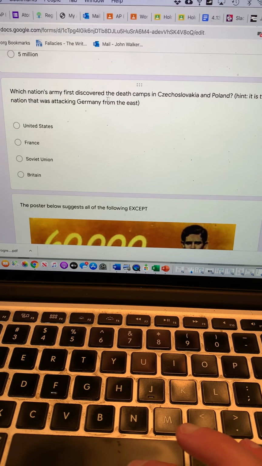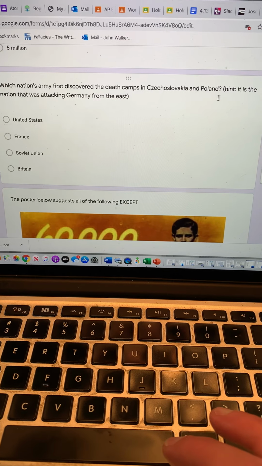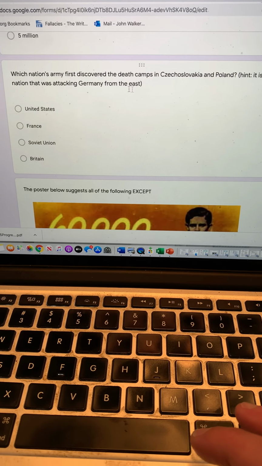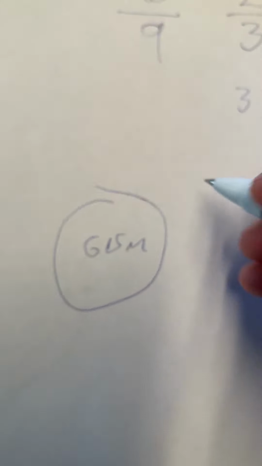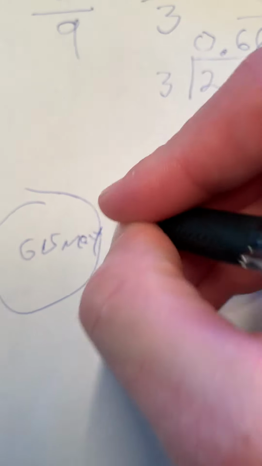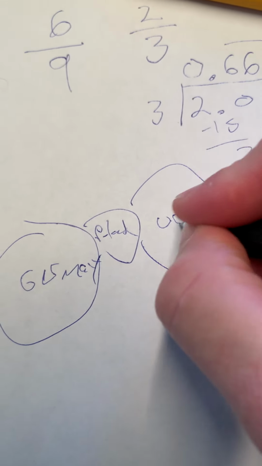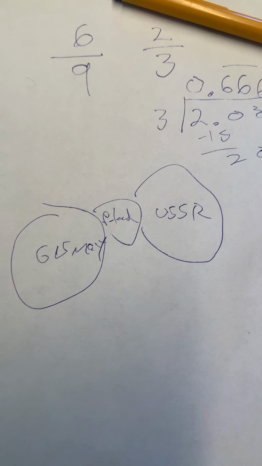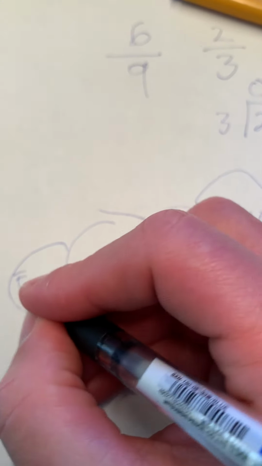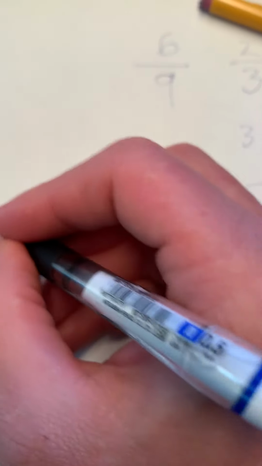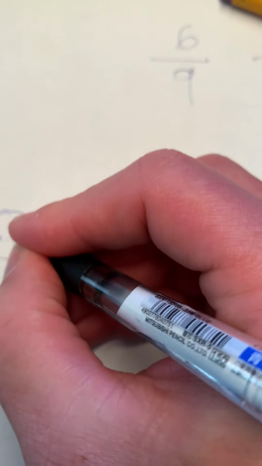What nation's army first discovered the death camps in Czechoslovakia and Poland? Hint: it is the nation that was attacking Germany from the east. Sorry, I don't have a map. Here's Germany. Here's Poland. Here's the USSR. Here's France. Here's Britain.